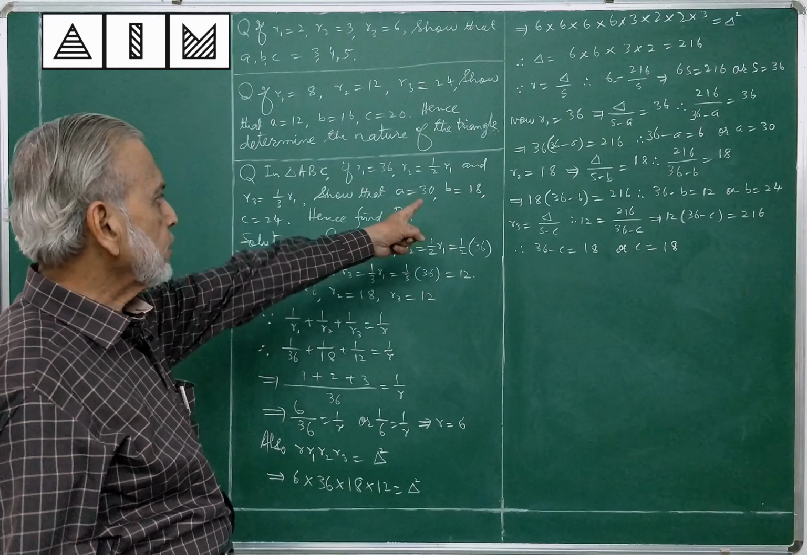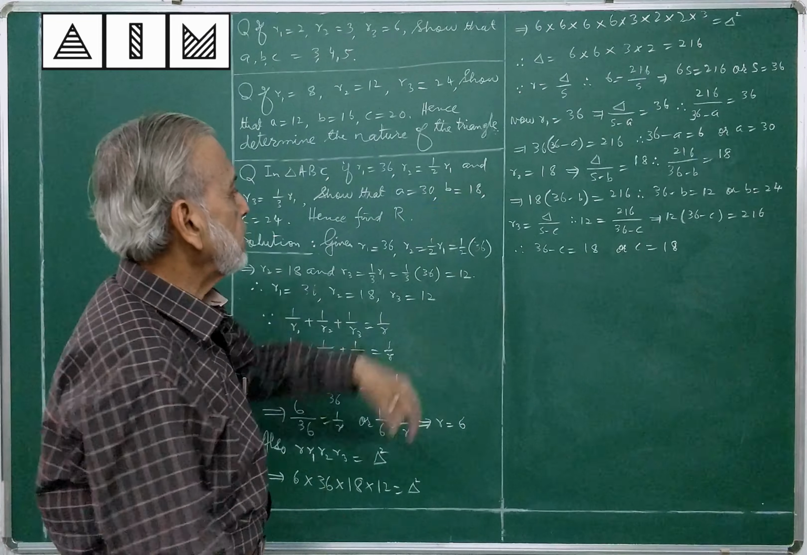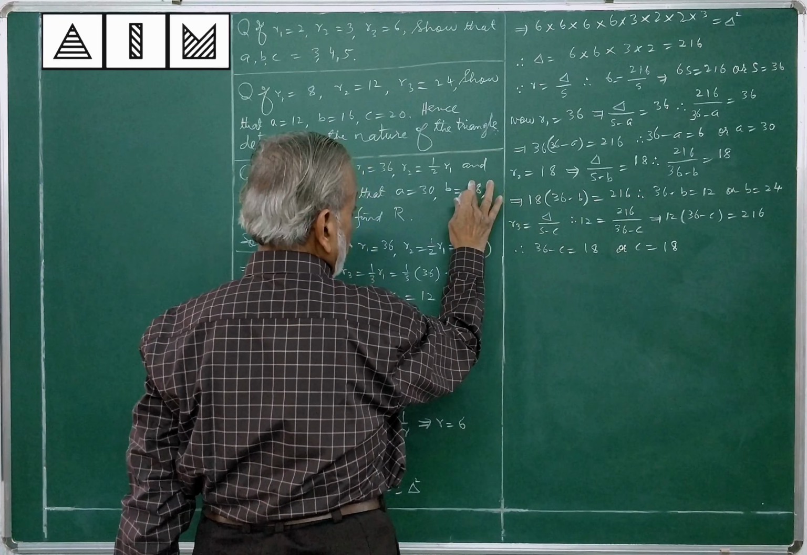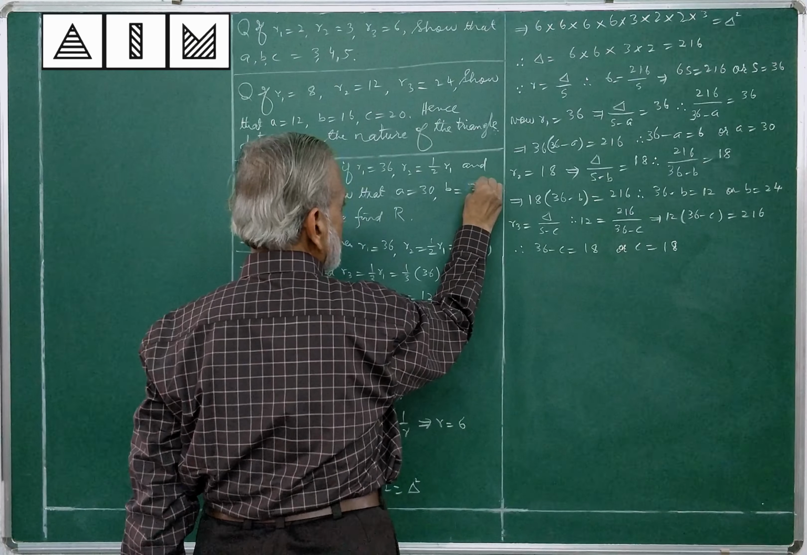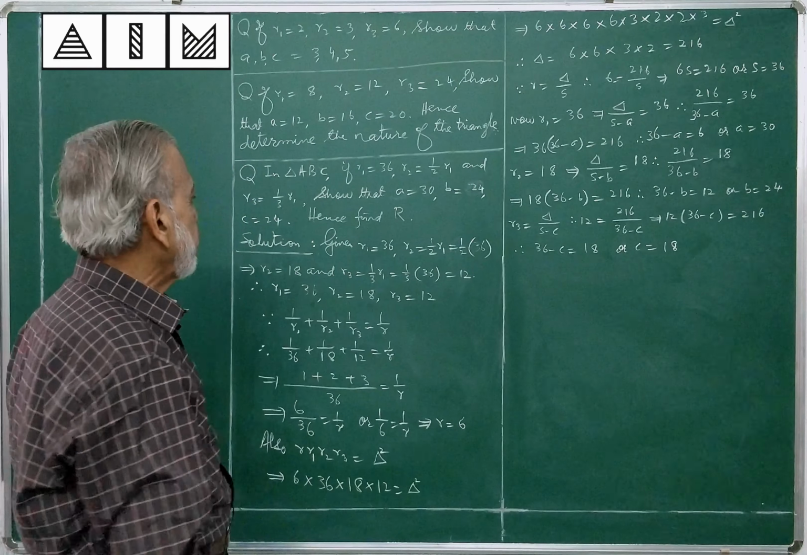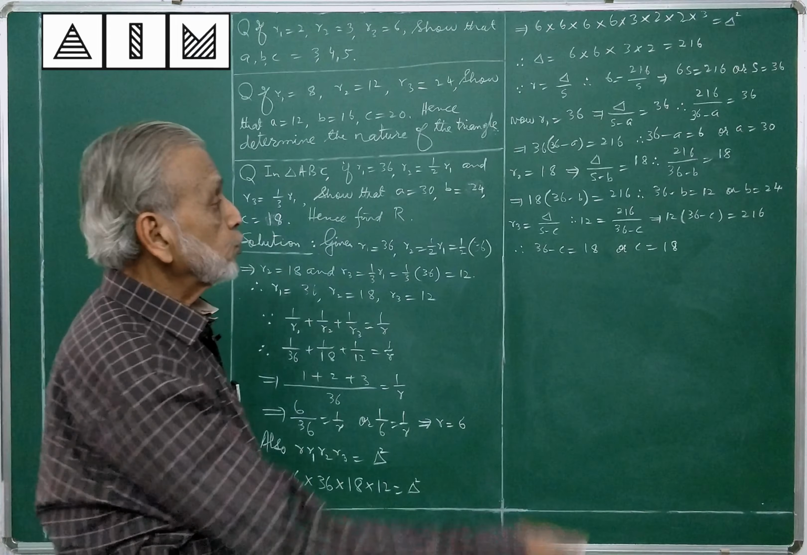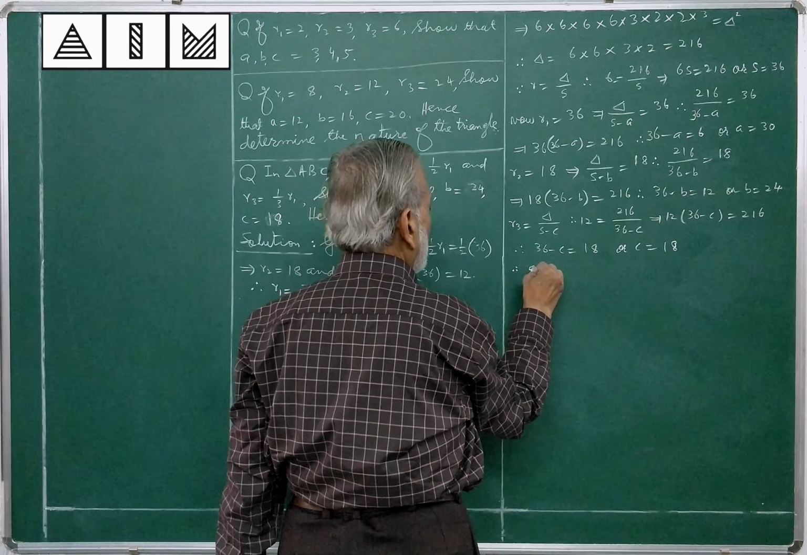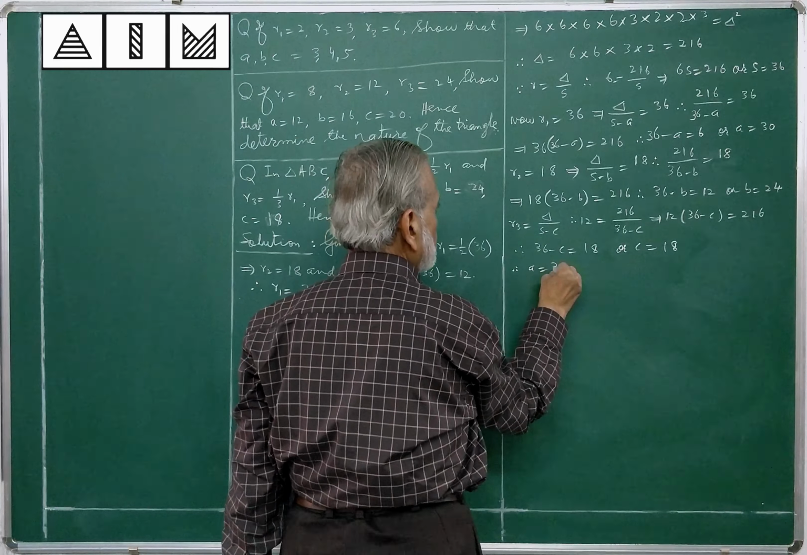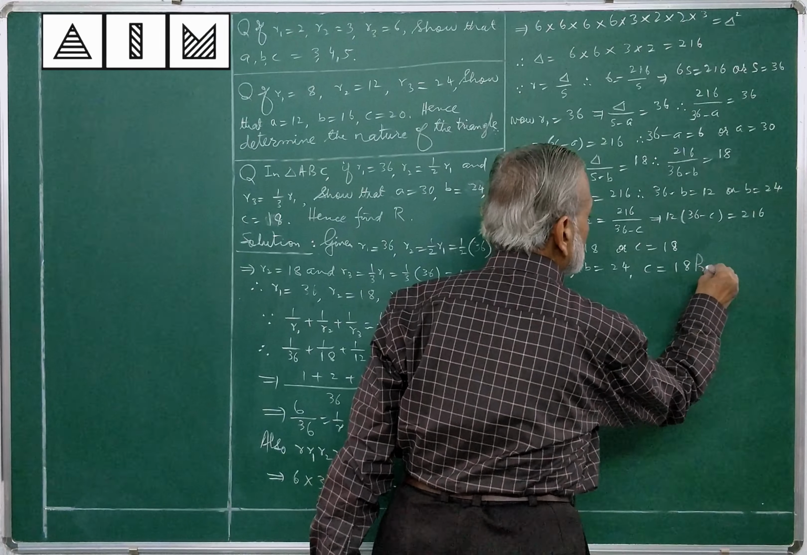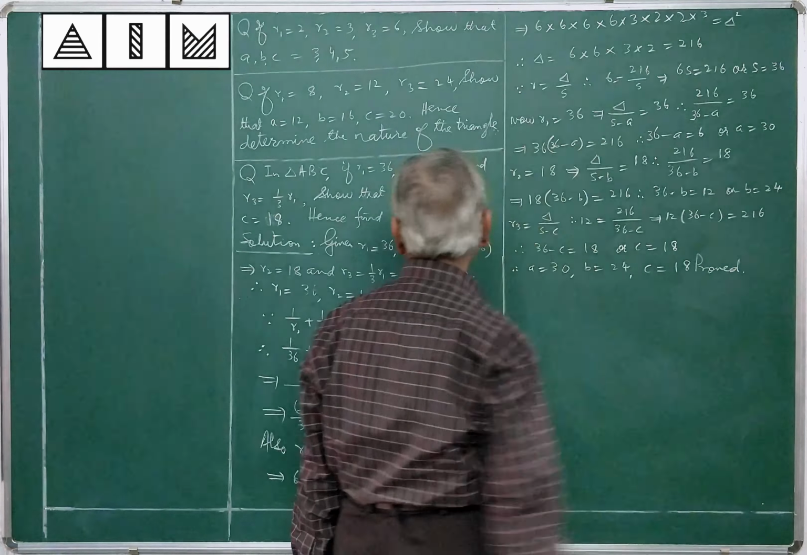This question requires a little change here. This is A is equal to 30, B is equal to 24. I am changing, please see. C is equal to 18. So the question has become A is equal to 30, B is equal to 24, C is equal to 18. You got all that. A is equal to 30, B is equal to 24, C is equal to 18. This is proved. There is something more we have to do here.